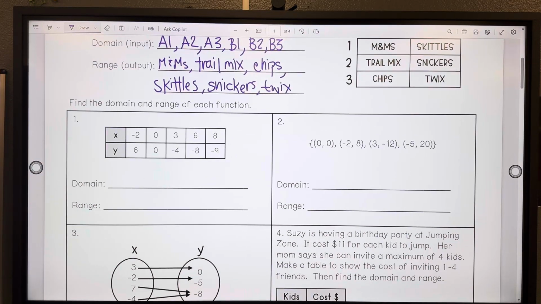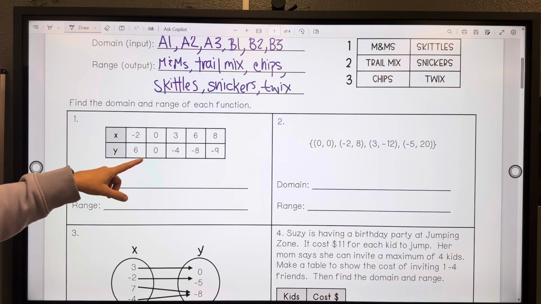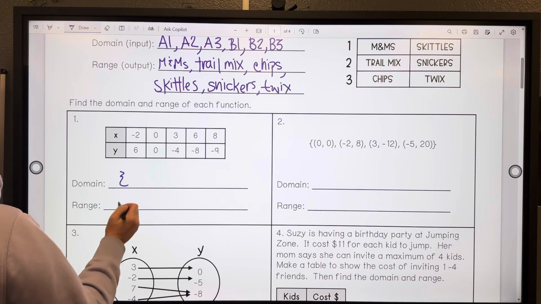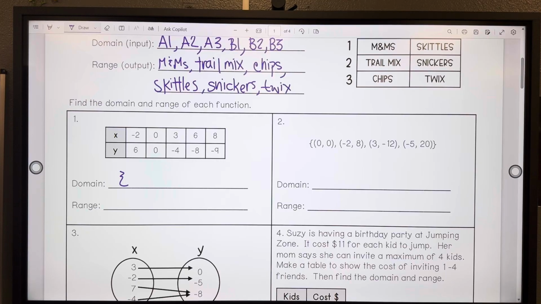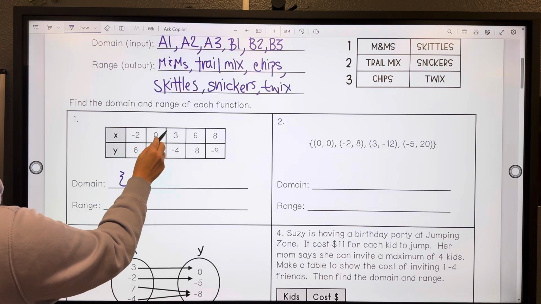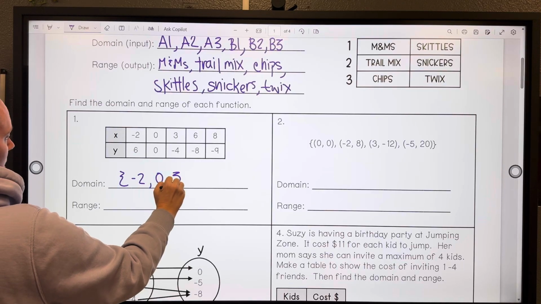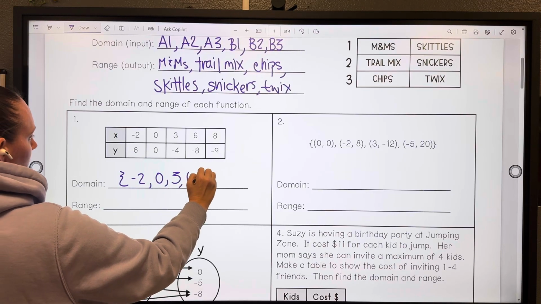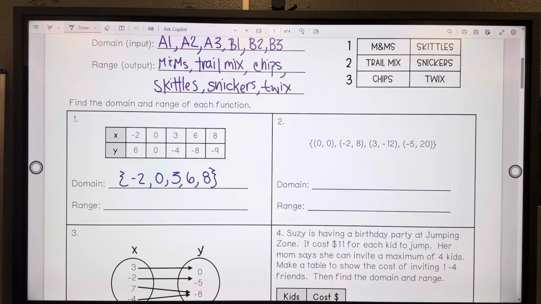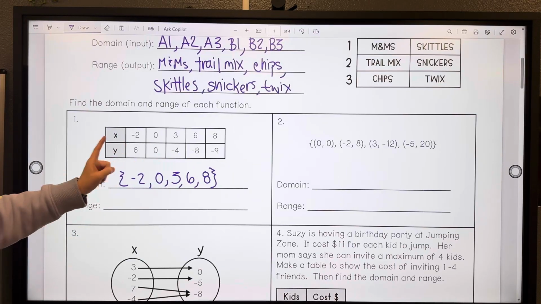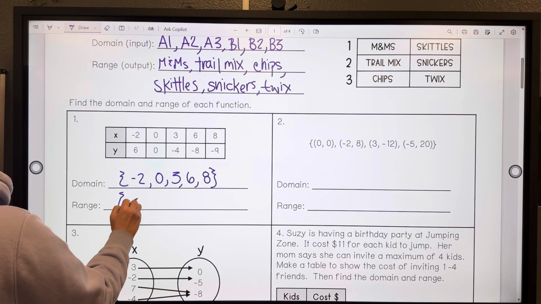All right, when we just have a discrete set that isn't an actual graph, we could write the domain in set notation. So -2, 0, 3, 6, 8 is already in order. If a number repeats, you only write it one time. You don't need to repeat writing the number. Now this row is in opposite order, so I'm going to start with the -9, the -8, the 4, the 0, and the 6. That's my range.